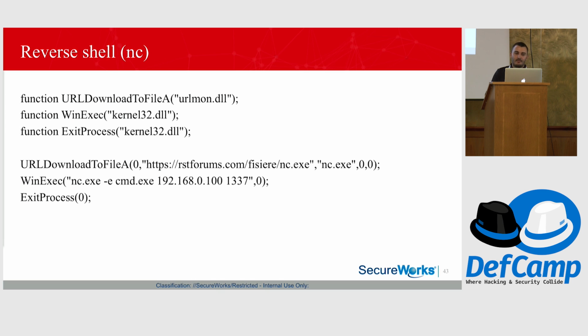This is an example of a reverse shell, some kind of reverse shell. You download netcat.exe from a specific URL, and you just use netcat.exe to connect back to a specific location. So you have a reverse shell. As you can see, we only use URLDownloadToFile and WinExec, and we can pass any parameter we want to the netcat.exe.